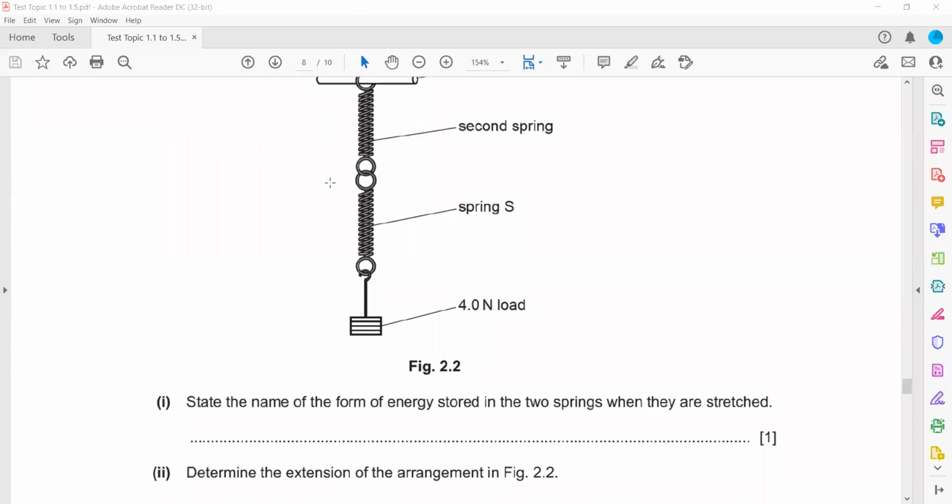So state the name given to the energy which is stored. Whenever objects store energy due to a change in shape, size, or length, we call that elastic strain energy.